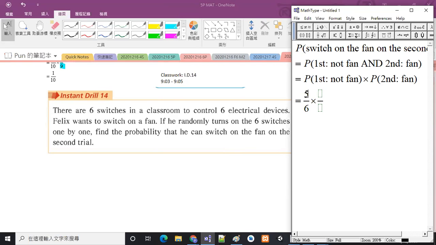So how many options do we have when he tried the second trial? Will be only 5. Okay, the 5 remaining switches. Among the 5 remaining switches, how many of them are controlling the fan? I want him to be successful on the second trial. Okay, there is only 1 out of 5 which is controlling the fan, right? So it should be 5 over 6 times 1 over 5, and then the final product will be just 1 over 6, and that is the answer.